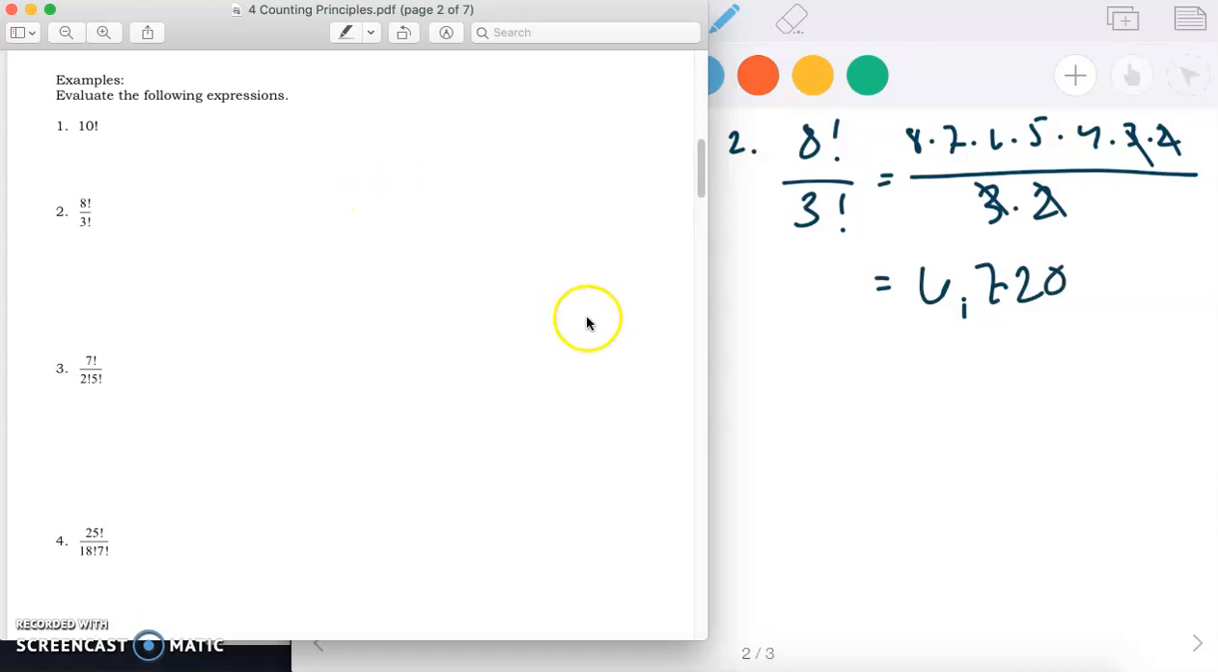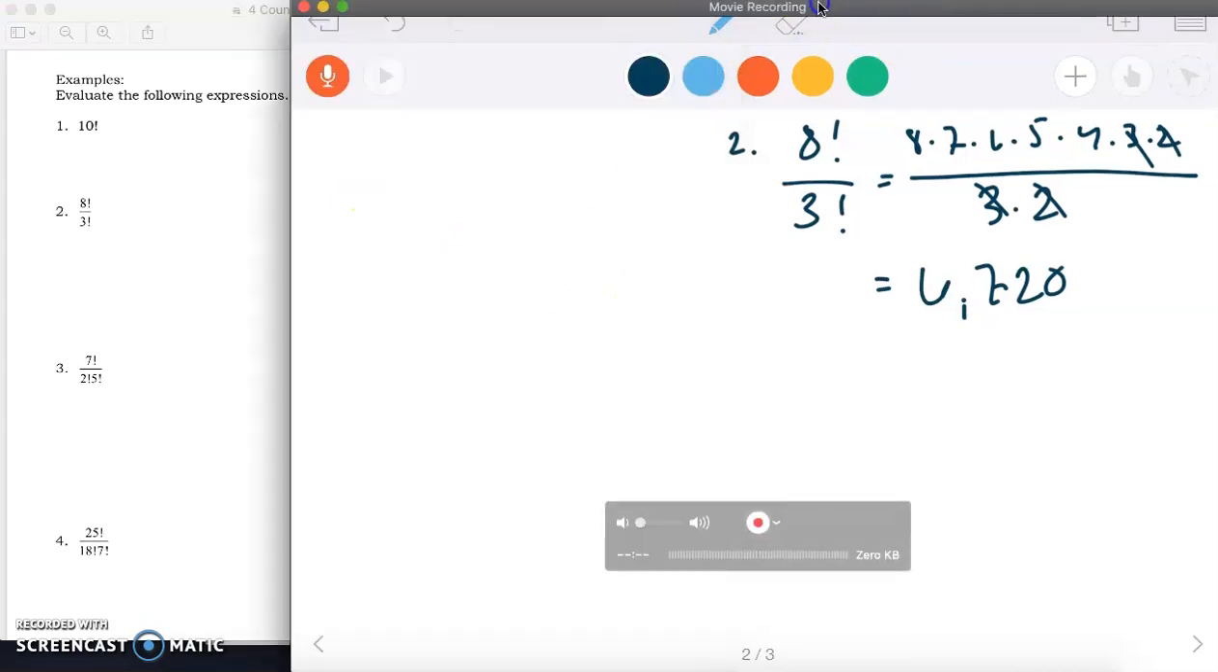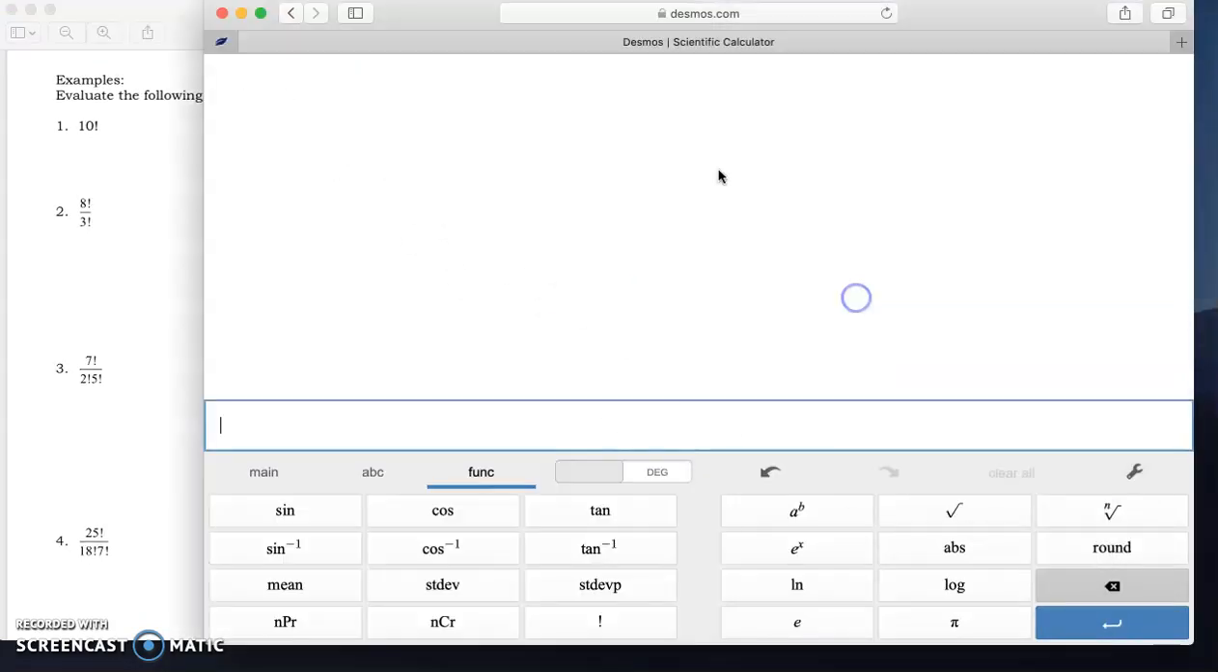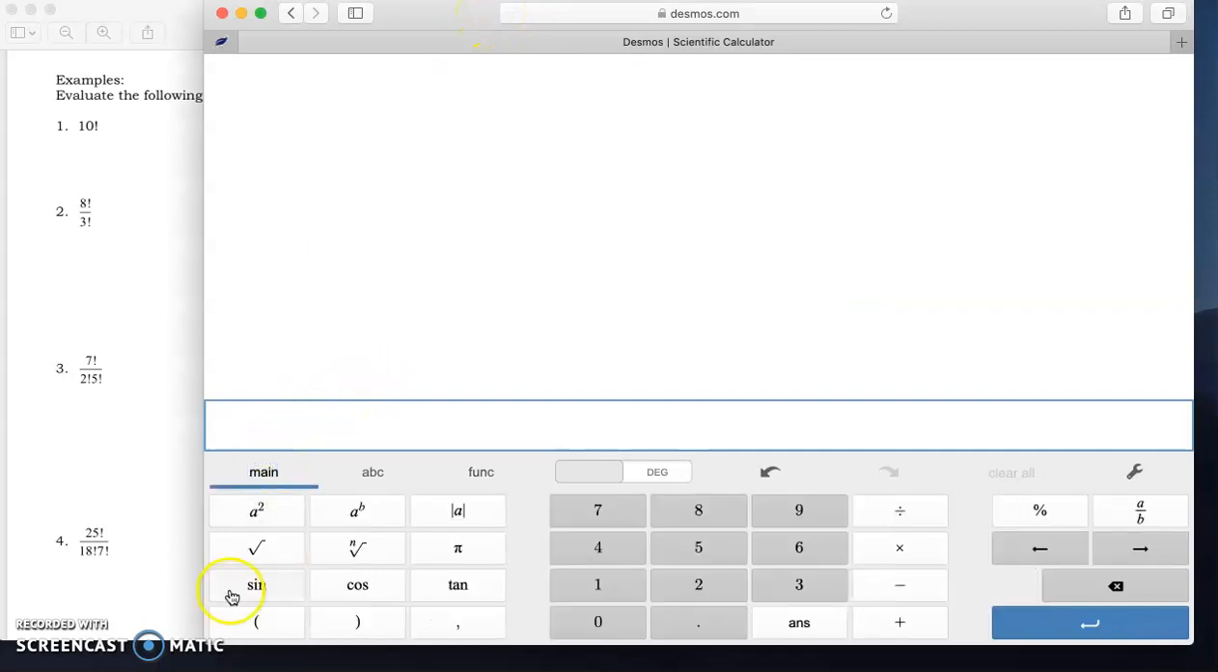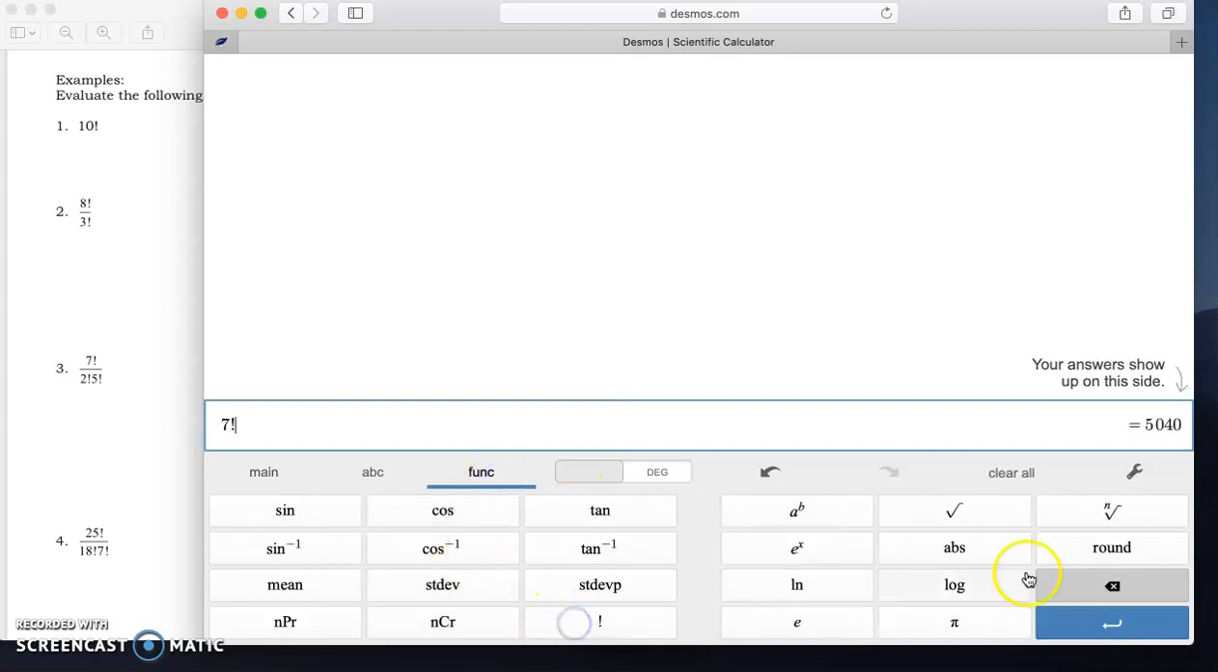Now, really quick, one thing I did want to show you is this online free scientific calculator. So when you go on there at first, you could do 7 and go over to function. You see this exclamation point, and enter. That's so you can check your answers.